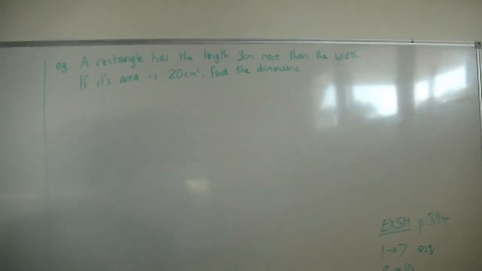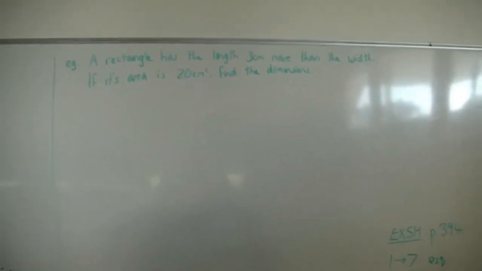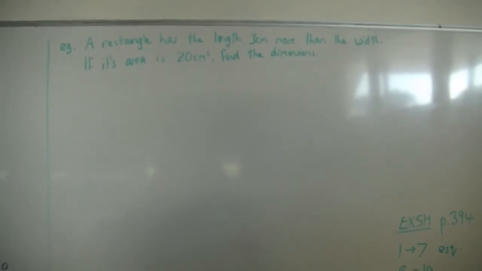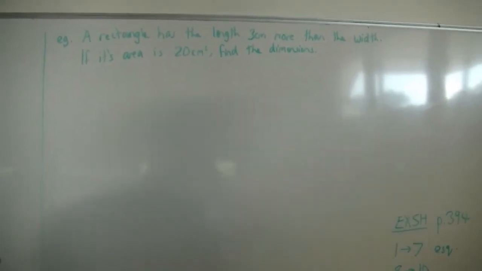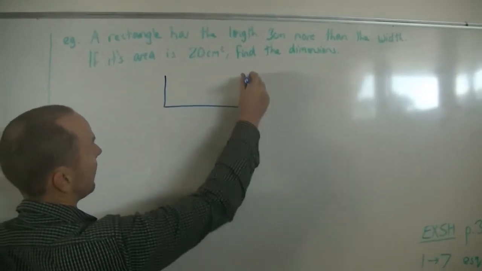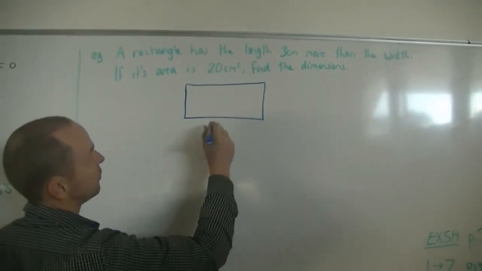Okay, now that's it for those questions. Now let's do a word question. A rectangle has a length 3 centimetres more than its width. If its area is 20 centimetres squared, find the dimensions of the rectangle. Okay, so worded questions. First thing you should do is probably draw a picture. So let's draw a little rectangle. And it says there the length is 3 centimetres more than the width.